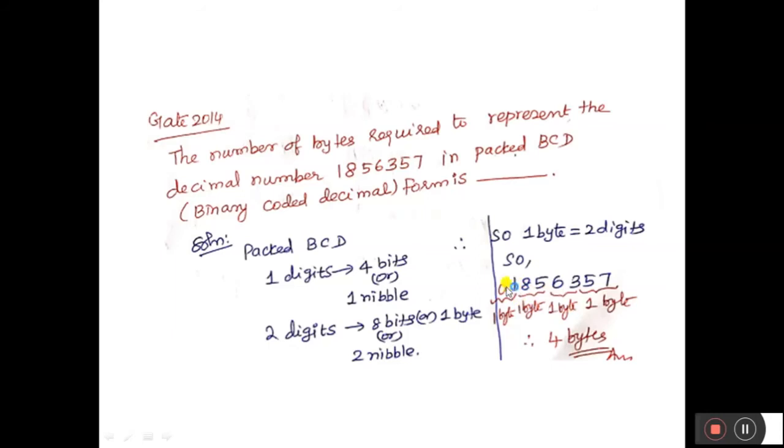Here 1 is there. You can add 0. There is no change in the value. So this combination, I can take it as 1 byte more. So 1, 2, 3, 4. Totally 4 bytes are there. So as per the question, the number of bytes required to represent the decimal number 1856357 is 4 bytes. This question was asked in GATE 2014.